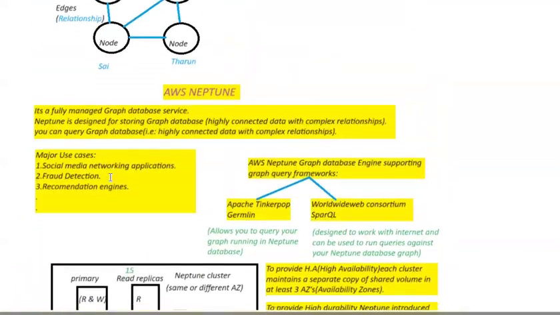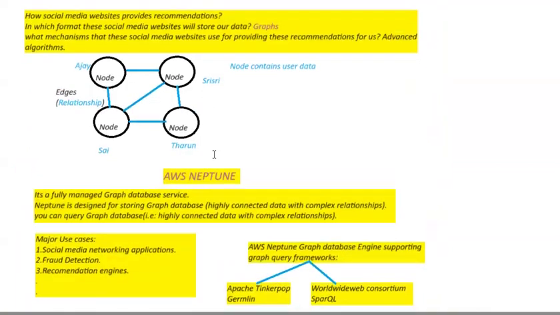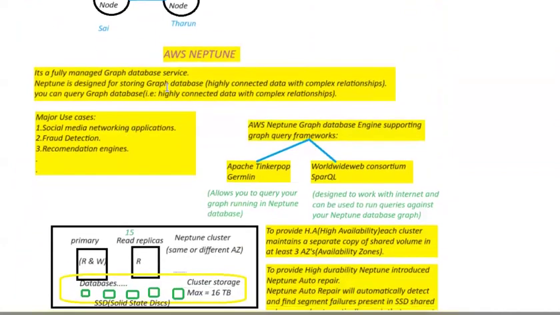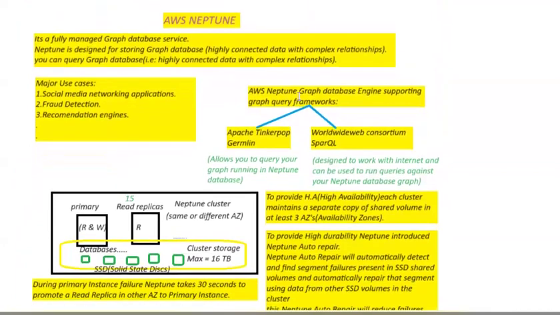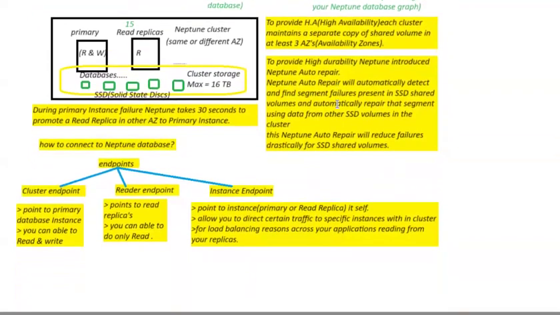I hope you understood these endpoints, and that you understood the graph and what a graph database is, that is Neptune, which we use in AWS, and what its advantages and major use cases are. You also understood what graph query frameworks Neptune supports, how storage is managed under Neptune, how high availability and high durability are provided, and how to connect to a Neptune database from this video.